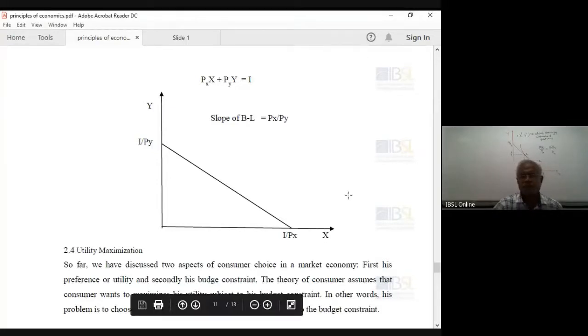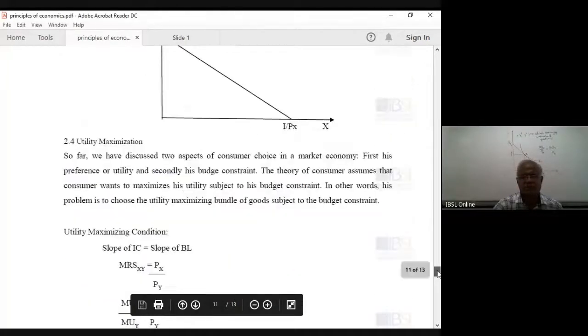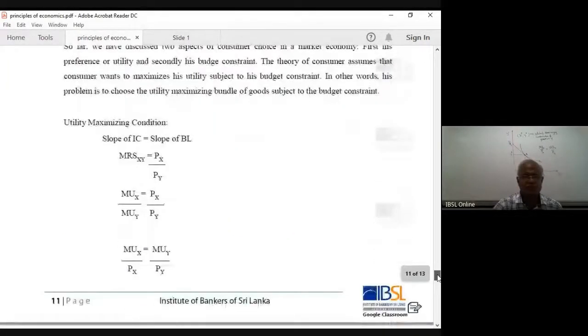Right. Let it come. Sorry, I thought that I had drawn this. Now you have the complete picture. At that point, the slopes are the same.